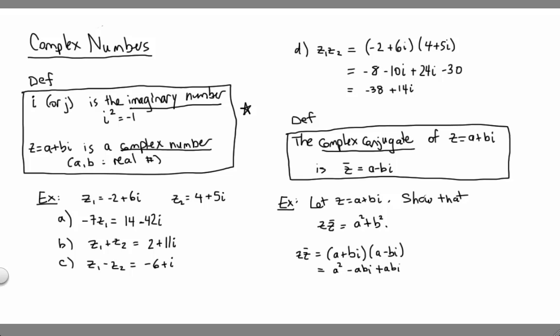Remember, every time you see an i squared, that's really like -1. So this becomes plus b squared. And so what happens here is these second and third terms cancel, and sure enough, we end up with a squared plus b squared, which is exactly what we were trying to show. Okay, so now we're going to use this fact to see how we can divide complex numbers.